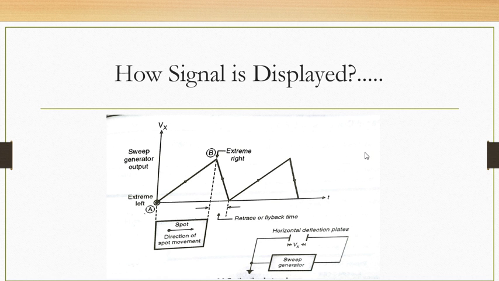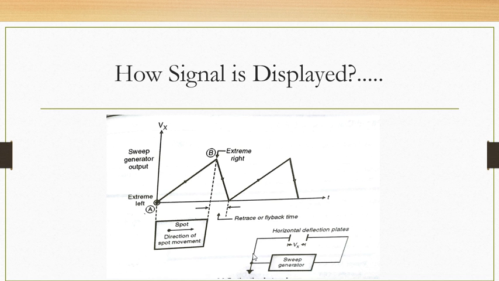If you see here, these are the horizontal deflection plates and Vx is applied. The sawtooth waveform is applied to the right plate of the horizontal deflection plates, and the left horizontal deflection plate is connected to the ground. That is very important to understand. Again I am repeating, the right plate is connected to the sweep voltage or sawtooth voltage, and the left plate is connected to the ground.